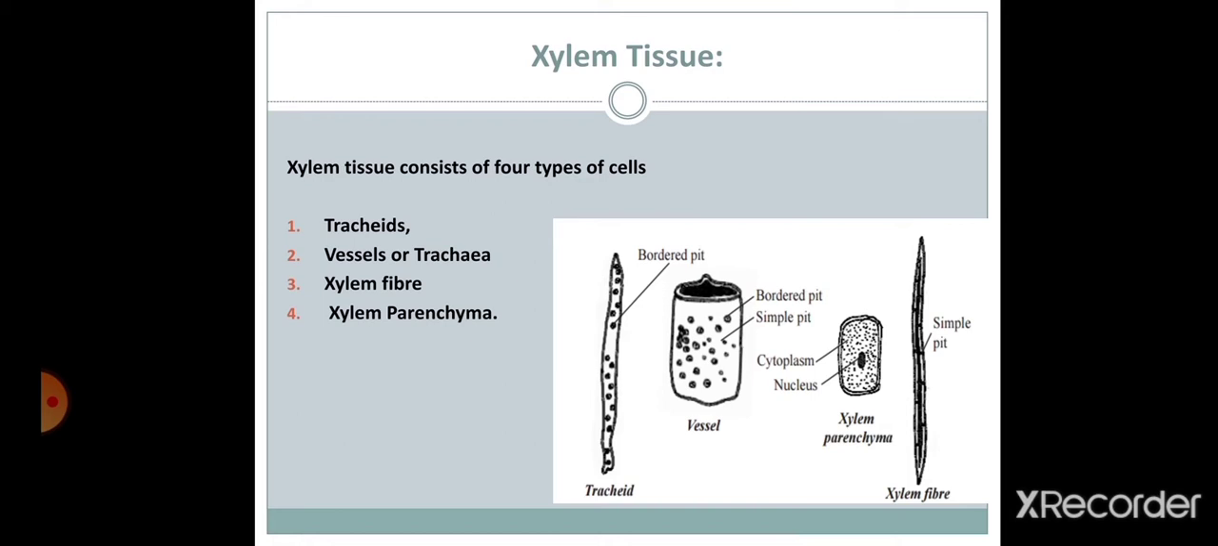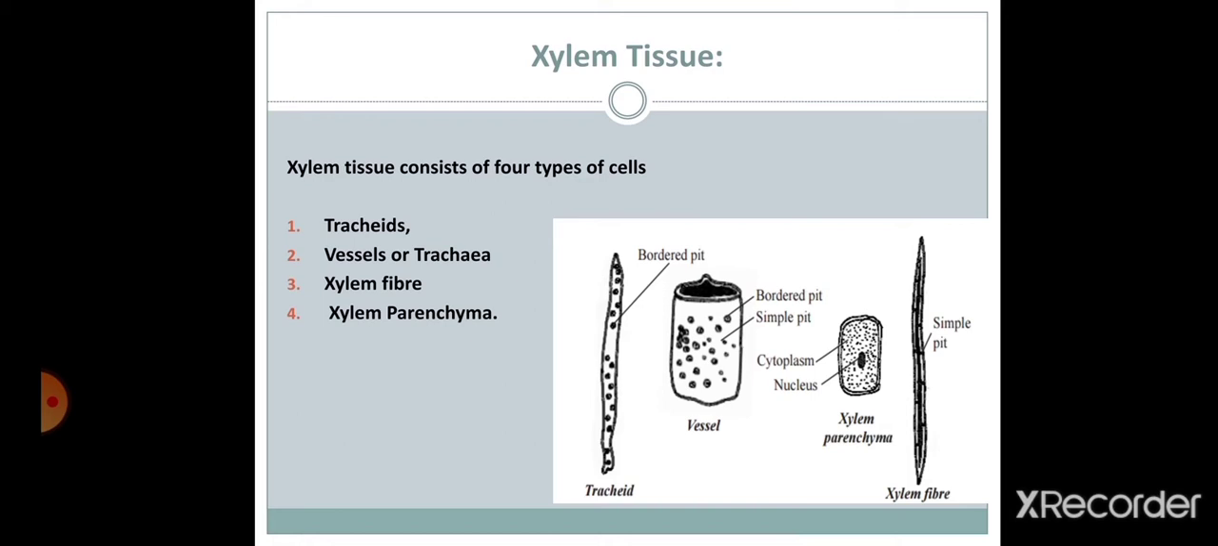Among these, the first three are dead components. They are tracheids, vessels, and xylem fibers. They are dead components. And then the fourth one, the xylem parenchyma, is a living component. It's a living tissue. So we will study them one by one.